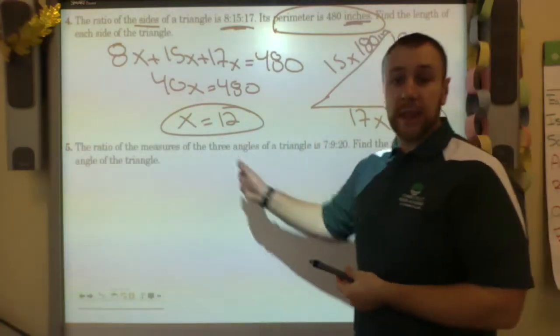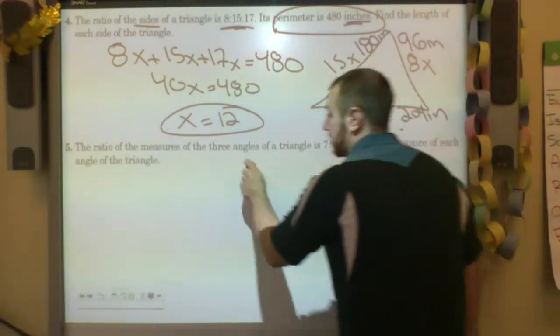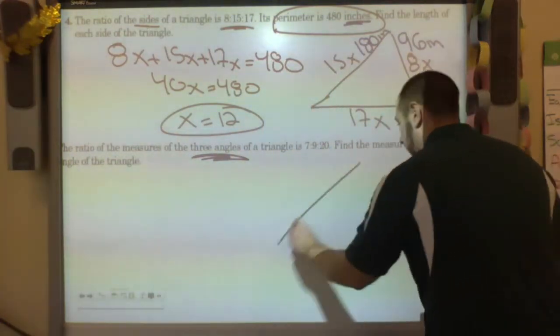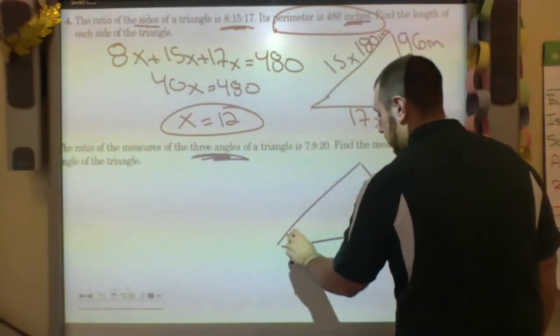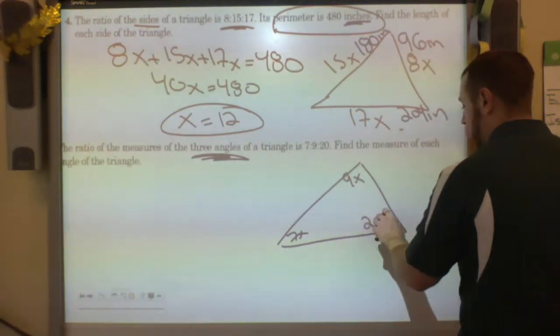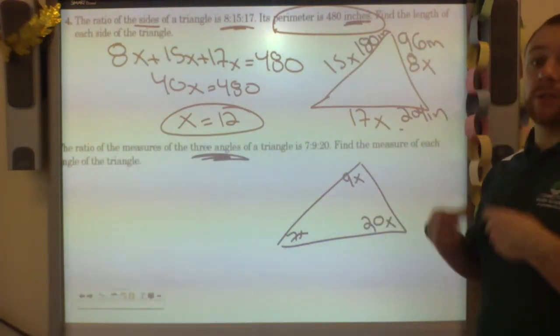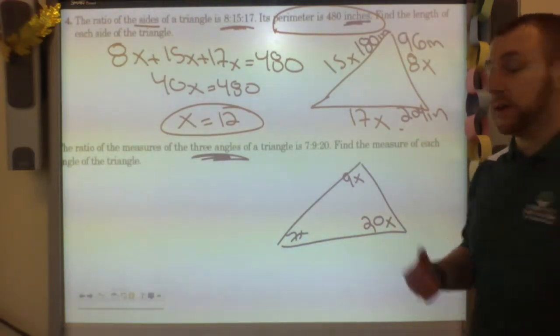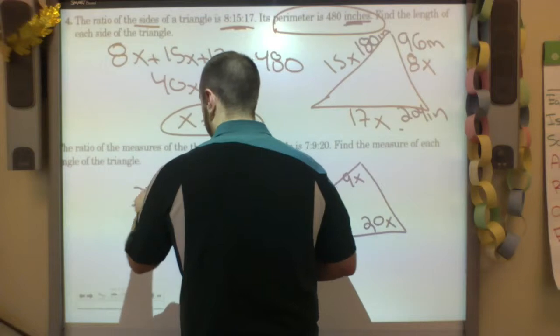And I would set the same thing up, only now it gives me the 3 angles. So I would, again, 7x, 9x, and 20x. I would set up the equation and solve. When you solve, I'll tell you that x becomes 5.